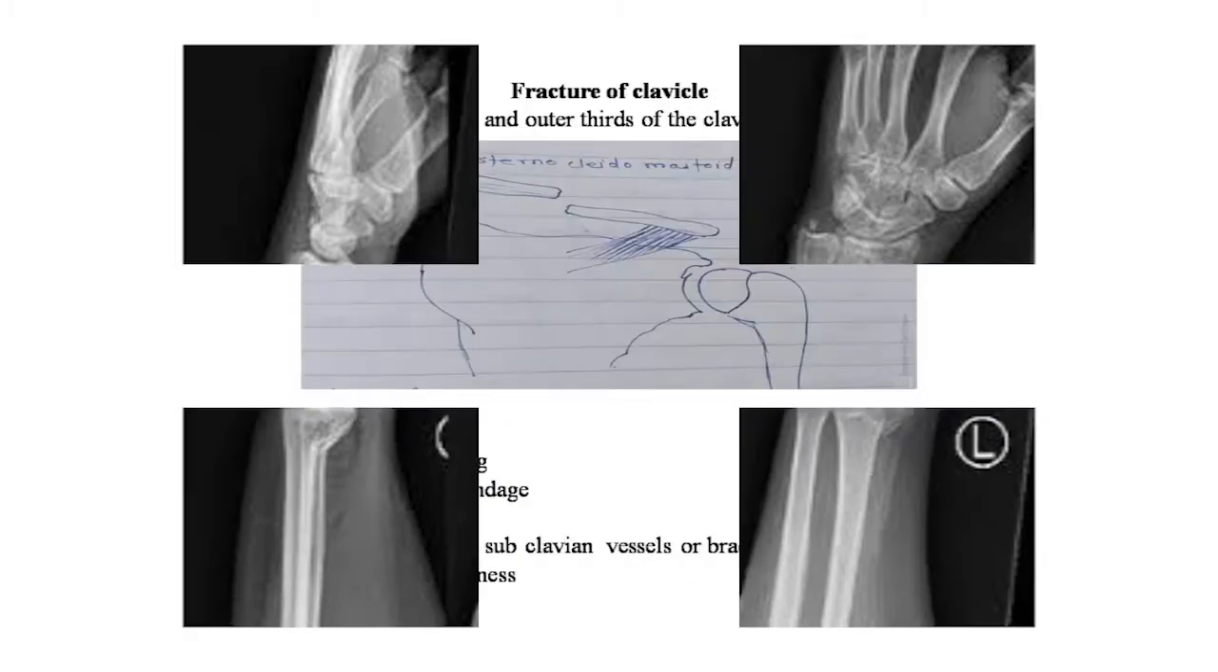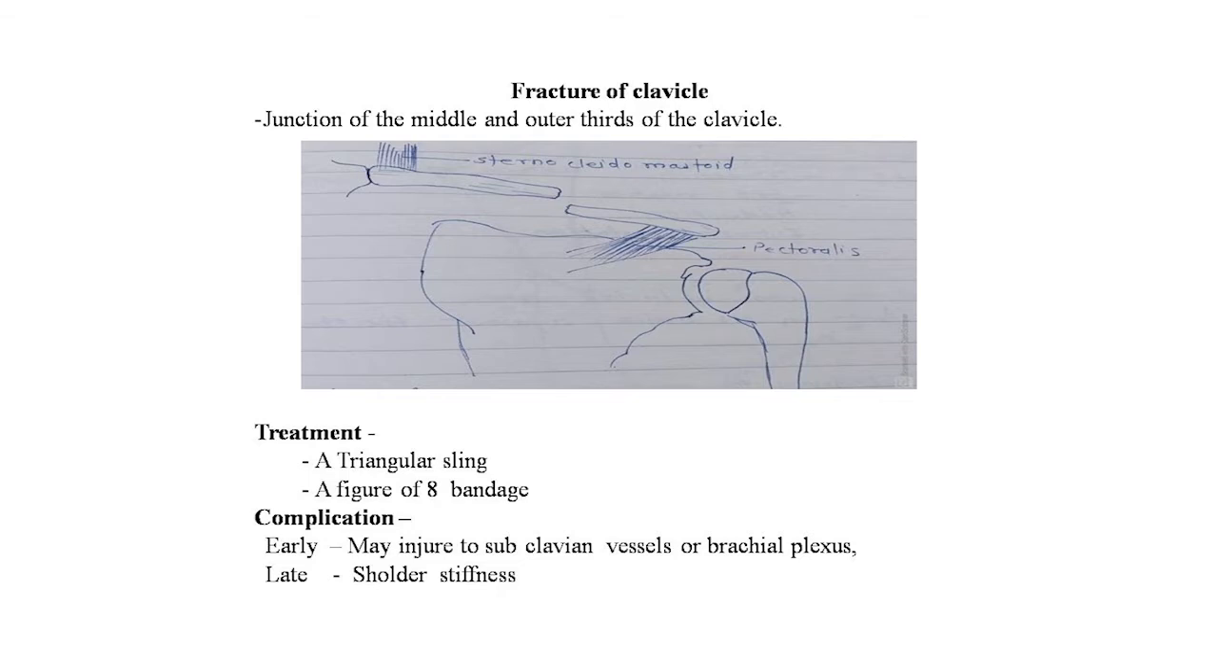Now we start with the fracture of clavicle first. The junction of the middle and outer thirds of the clavicle is fractured maximum. Here is the image. You can see the sternocleidomastoid and the pectoralis major muscle clearly. The fracture of the clavicle is clearly seen, and treatment in fracture clavicle is a triangular sling and a figure of 8 bandage. These are the non-operative methods of treatment of fracture of clavicle.